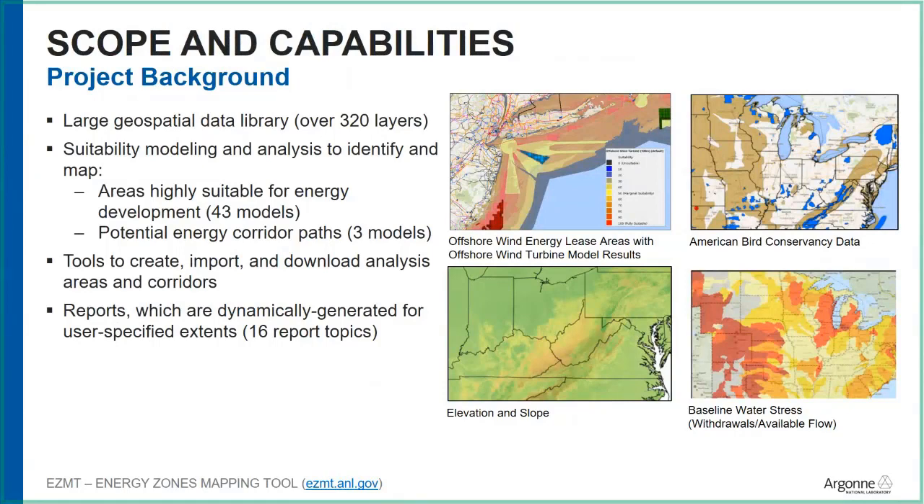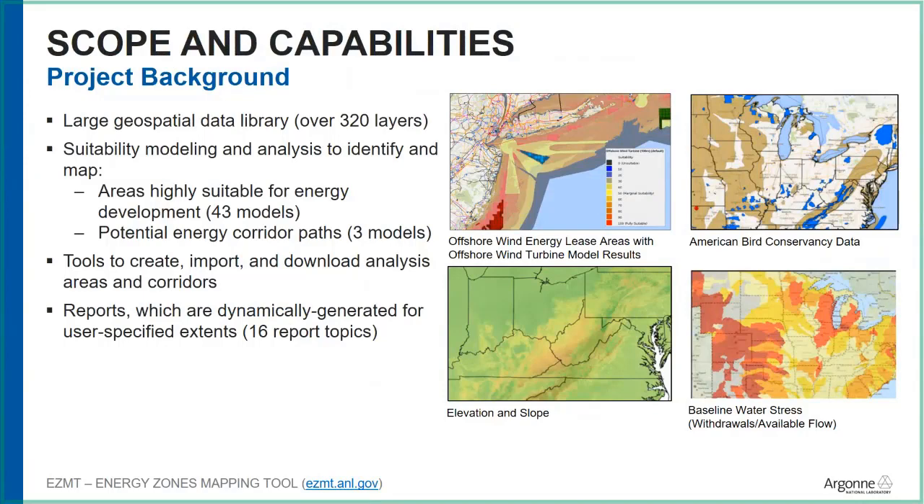For modeling, there are 2 types of models in the tool. First are power plant models, areas that are highly suitable for energy development. There's actually 43 of those. And then 3 different suitability surfaces for corridor paths: one that emphasizes following existing transmission lines, one that emphasizes following existing roads, and one that's more balanced, and we'll just call it a general model. I'll get into that a little bit later.